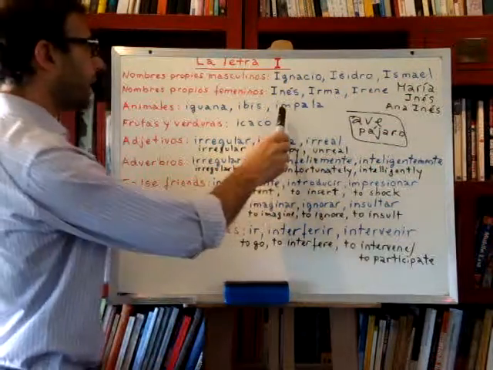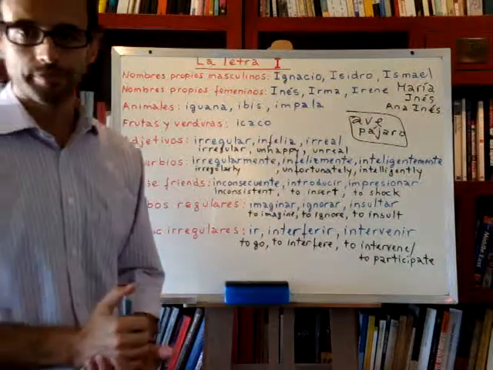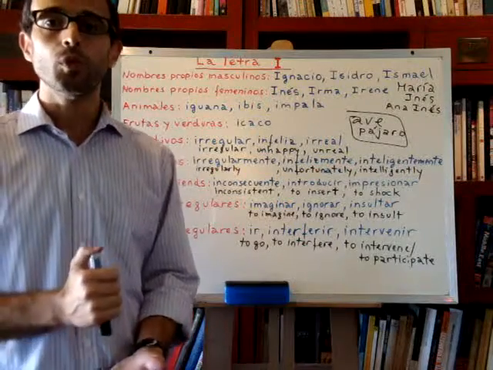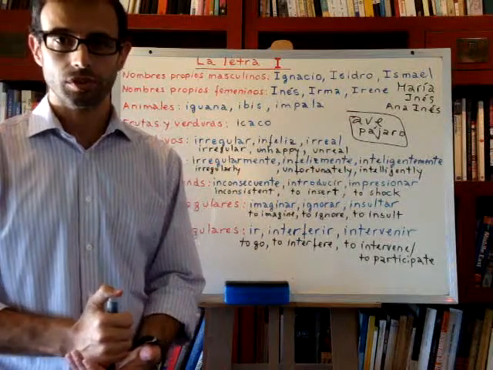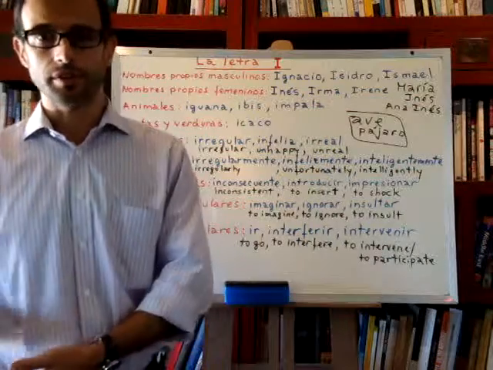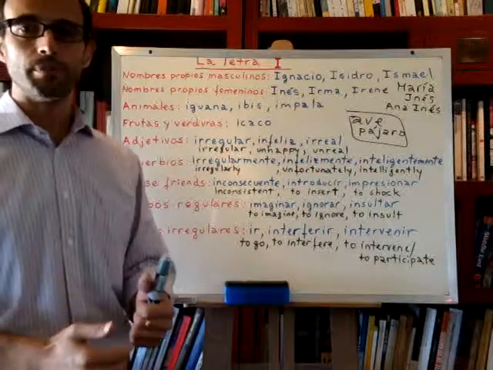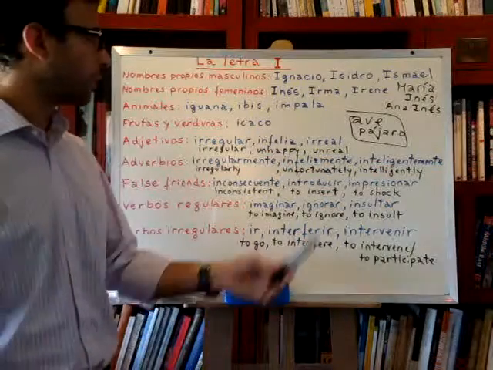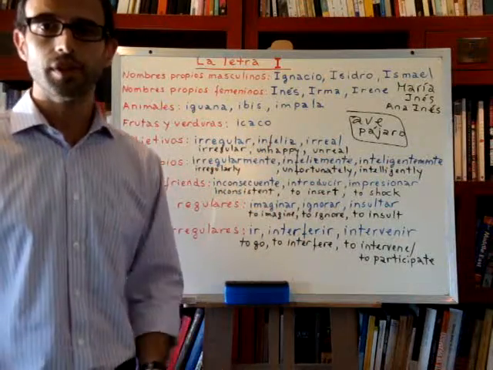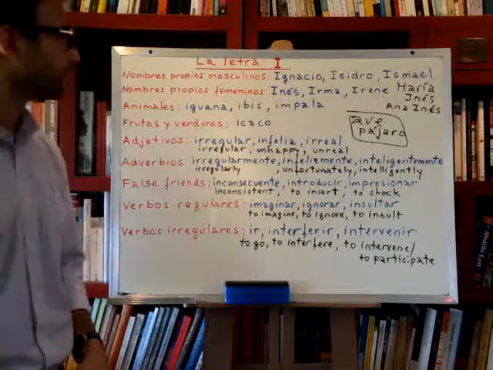The impala is a kind of deer, right? El impala es un tipo de ciervo. Ciervo means deer in Spanish, right? Tipo is type of or kind of. So impala es un tipo de ciervo. The impala is a kind of deer.